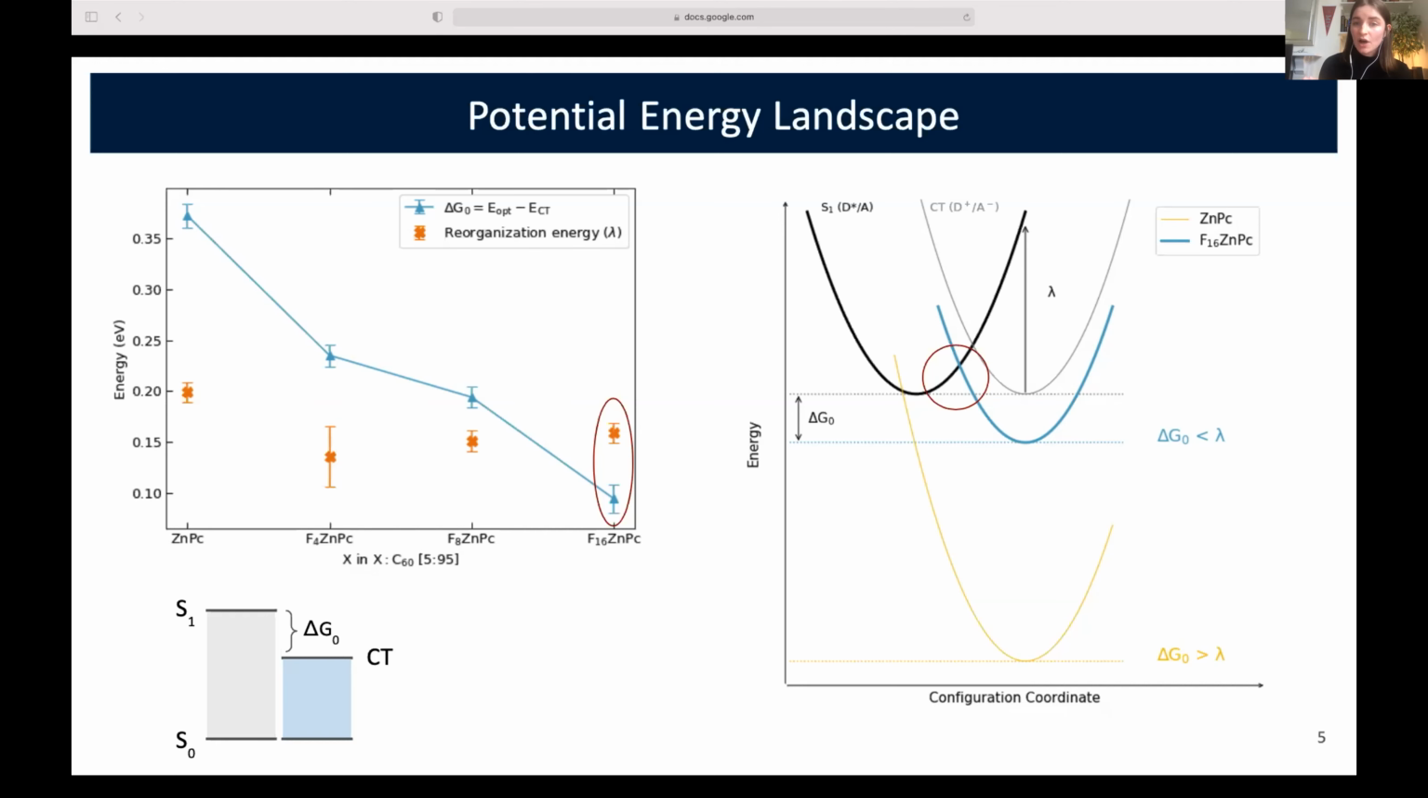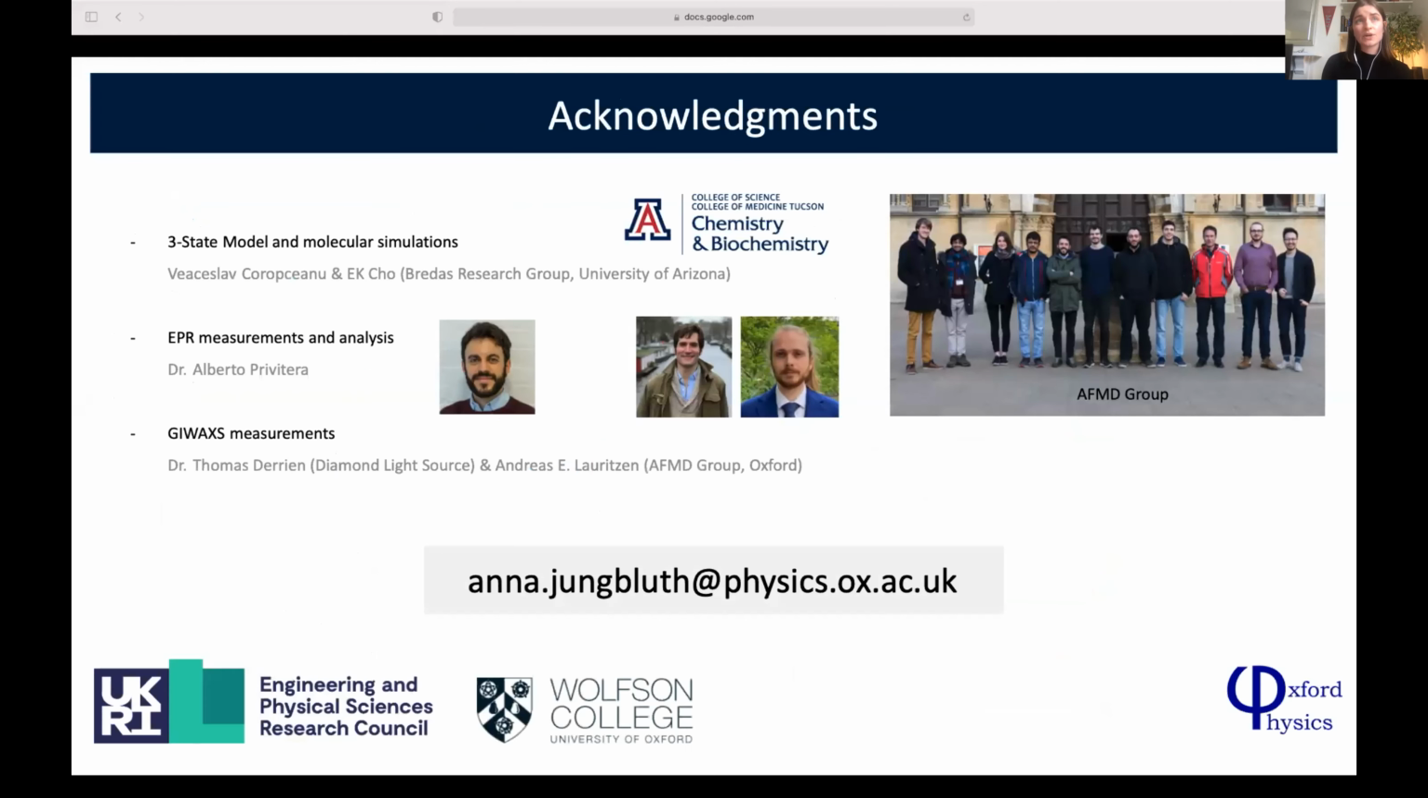And the very last comment that I want to make is that, of course, this system lends itself perfectly to be studied by more advanced charge transfer models that take tunneling into account or hybridization between different energy states. And that's actually something that we're currently exploring with the help of Jean-Luc Breda's group at the University of Arizona and hoping to apply their 3-state model to these systems. And so, yeah, thank you very much for your attention, and thank you to all of my colleagues for supporting this work.